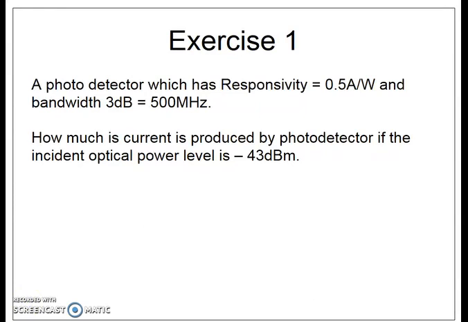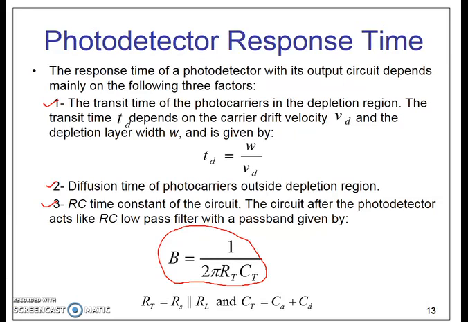Okay, based on the three important parameters of a photodiode, now we are able to do exercise number 1 and exercise number 2. These are very direct-to-the-point exercises where we need to replace the values given in the formula. For exercise number 1, we have a photodetector which has responsivity of 0.5 A over W and a 3 dB bandwidth of 500 MHz. The question is how much current is produced by the photodetector if the incident optical power level is minus 43 dBm.